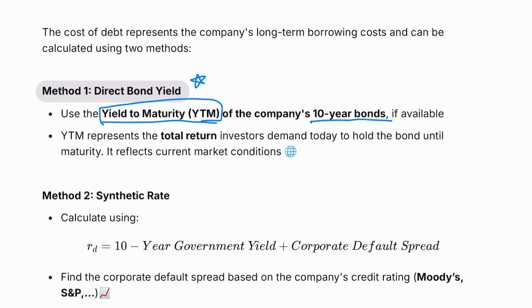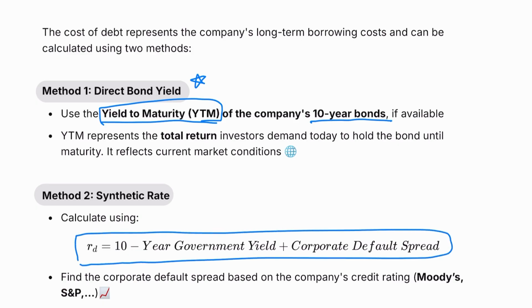However, there are many cases in reality where you cannot find the yield to maturity of a company's 10-year bond. So we can calculate the cost of borrowing this way. We can first find the 10-year government yield, and then we find the corporate default spread. This is related to the company's credit rating. The higher the company's credit rating, the lower the corporate default spread. This is easy to understand.